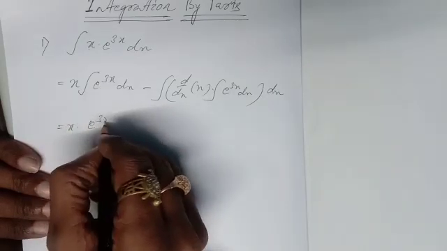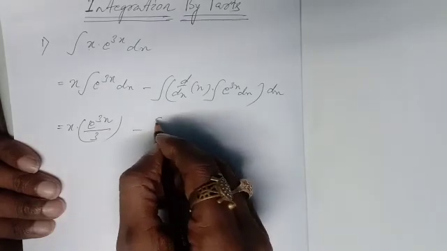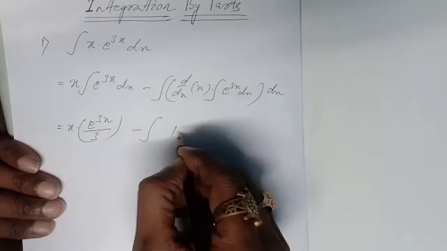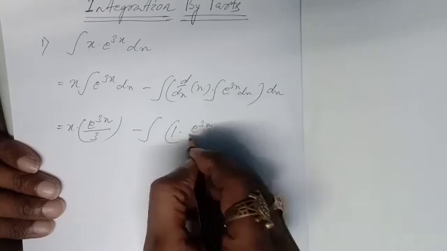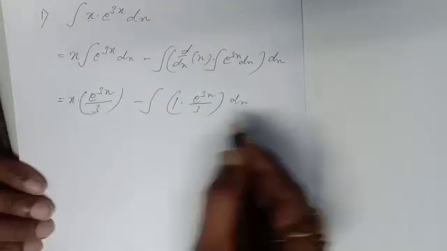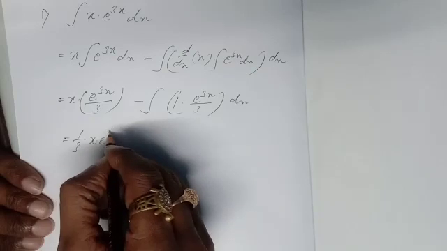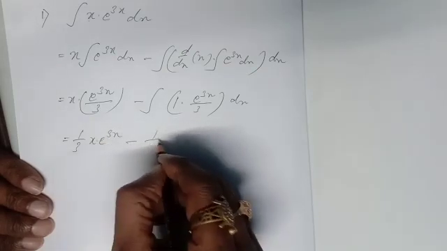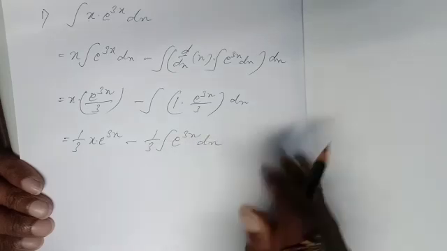This will be e to the 3x by 3, since the coefficient of x is divided. Minus the integration of the derivative of x, that is 1, into e to the 3x integration, which is e to the power 3x by 3, whole dx. Now this is nothing but 1 by 3 x into e to the power 3x, and 1 by 3 taken outside, the integration of e to the power 3x dx.